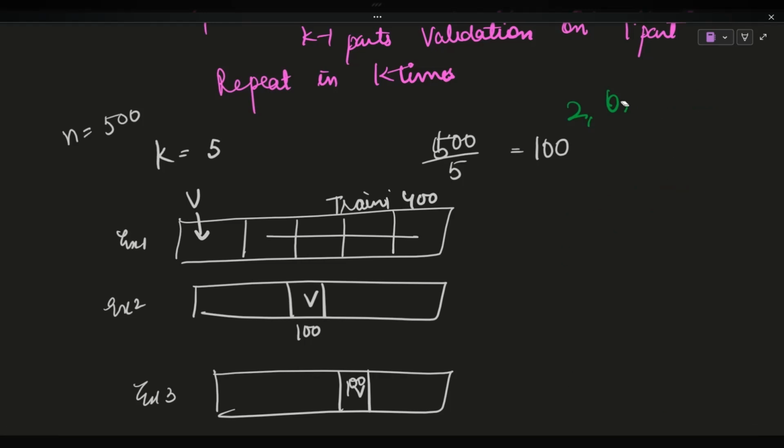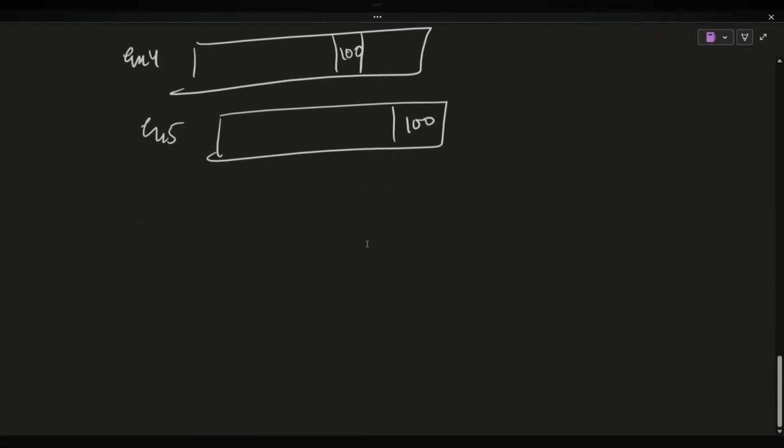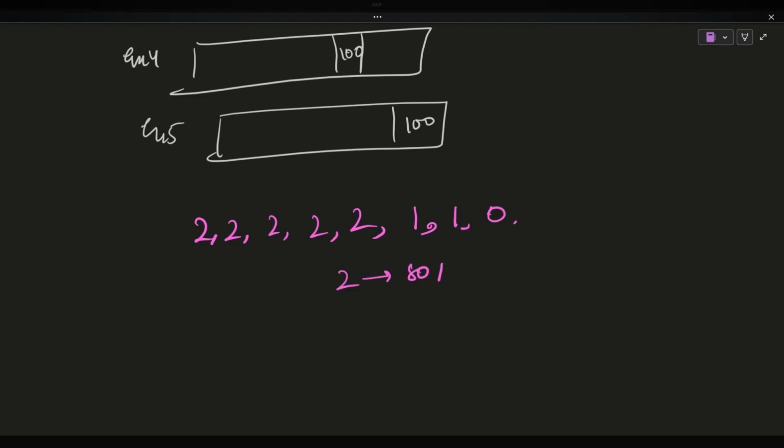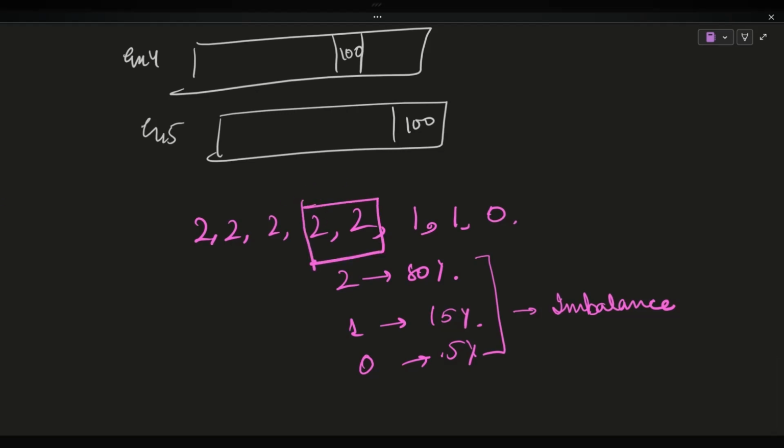Okay, let me give you one more good example by which you can understand. For example, your data is like this: 2 2 2 2 2. 1 is one time there, 0 is 0. So 80% of my data is 2, 15% of my data is 1, and 0 is just 5%, let's say. So this is called an imbalanced data set. And when you're selecting your validation set randomly, maybe I'm selecting this block because the value 2 is more in my data. Maybe next time I'm again taking this as the validation set.